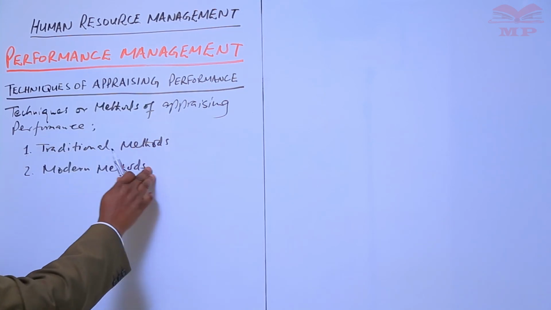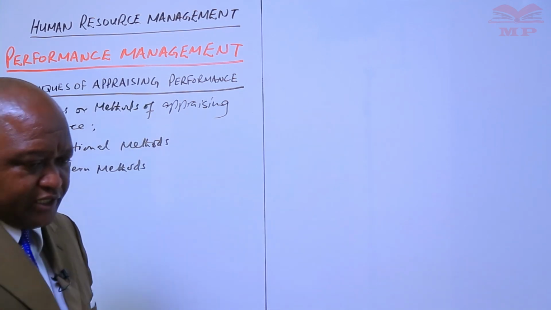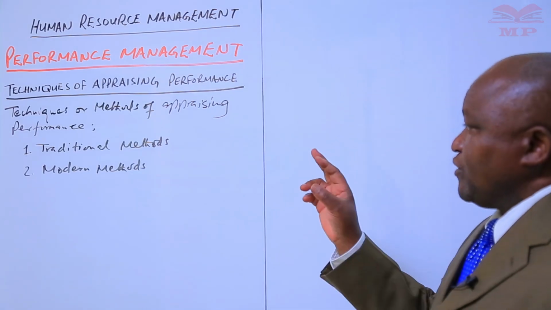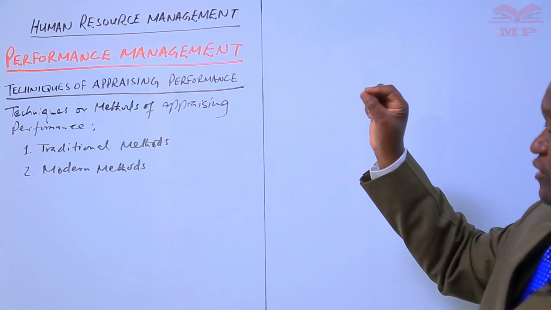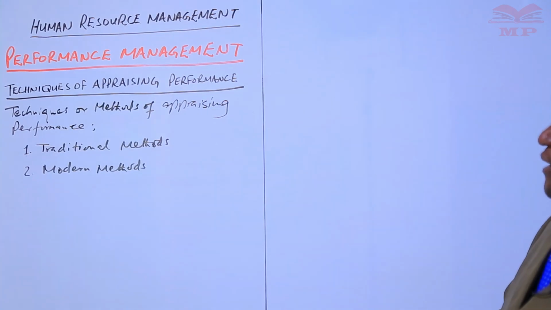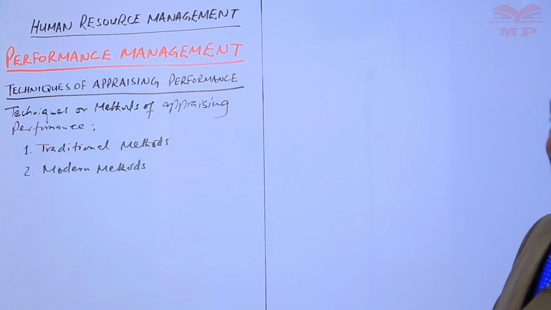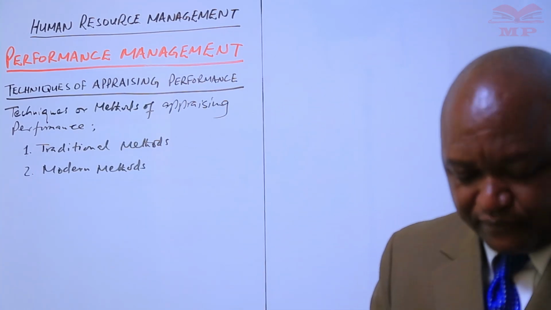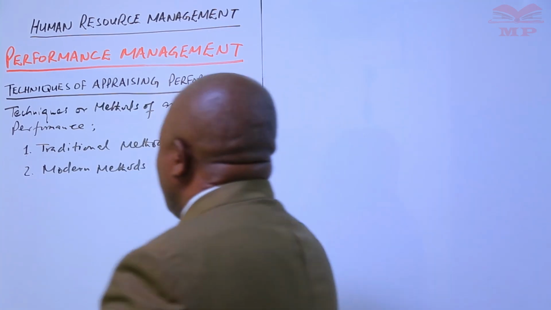So basically, Lana, the difference between the two methods is in relation to the approach that is taken in relation to the method of appraising performance. So within the traditional methods, there are also approaches that are used, and also within the modern methods, there are also approaches which are used in appraising performance. So we can have a look at the traditional methods.